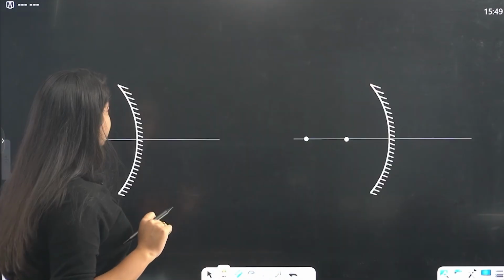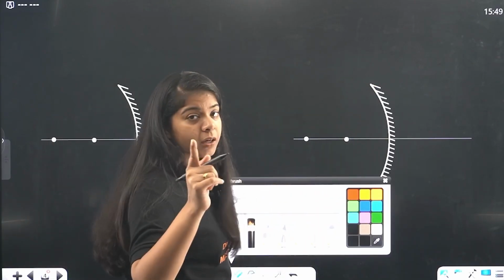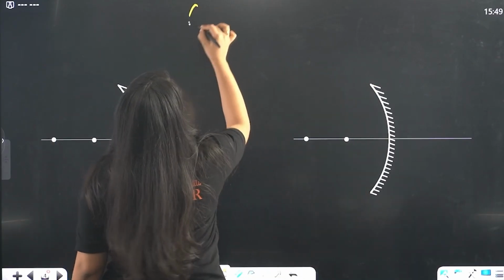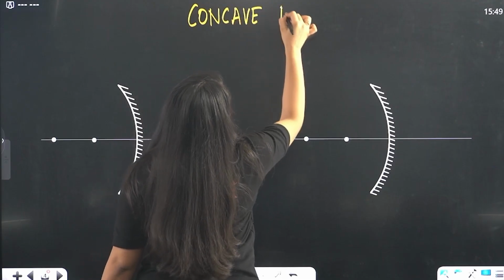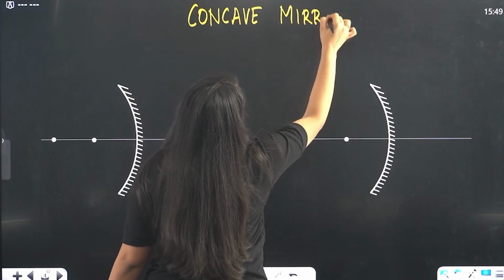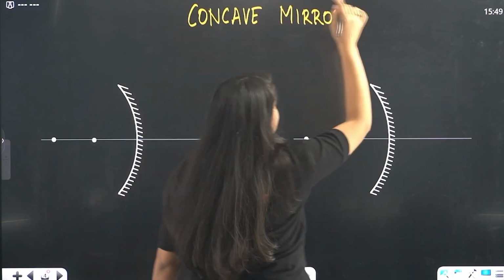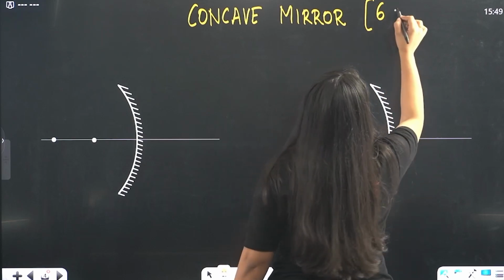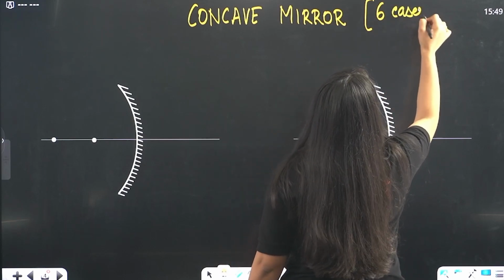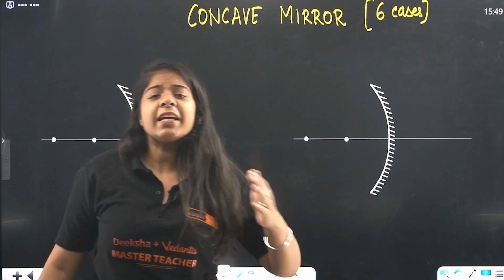The very first one we are going to see is the concave mirror. First of all, the first thing you have to remember is that it has 6 cases. Whenever you hear about the concave mirror, we will say that, Ma'am, it has 6 cases. Understood? After that, we'll see every case one by one.